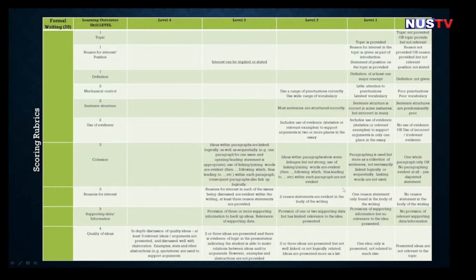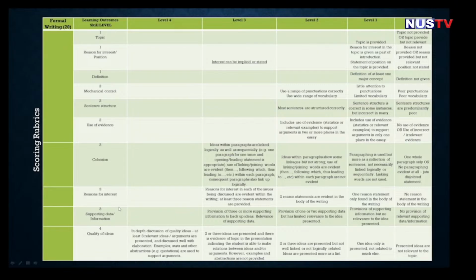So if you do that very well, you provide reasons for interest in each issue, then you will be awarded 3 marks. If you provide only 2 reason statements, then you will be awarded 2 marks. And if you provide 1, you will be awarded 1 mark. And if throughout your entire essay you don't provide any reason statement or any issues to discuss, then you will be awarded 0 marks.